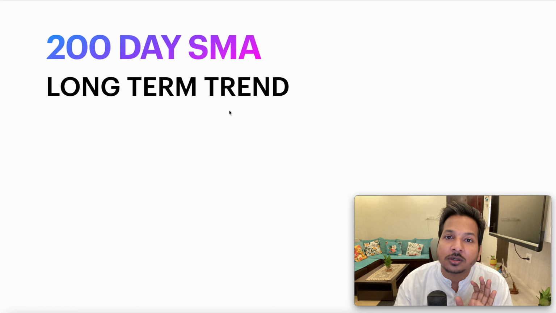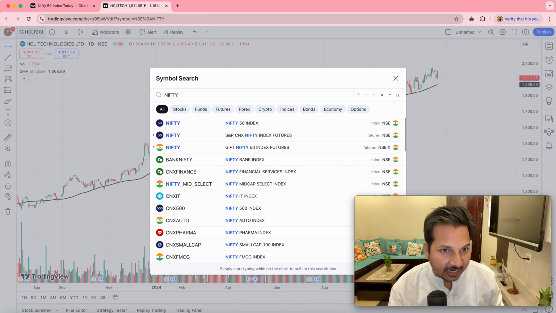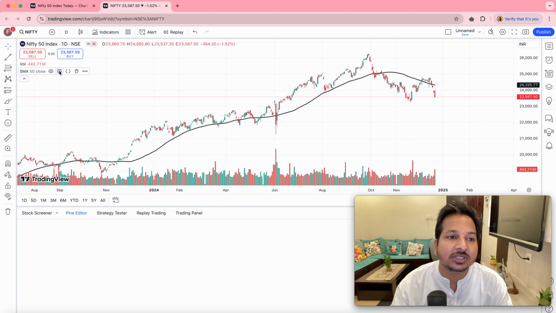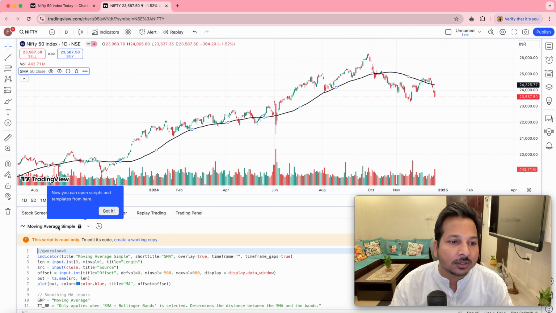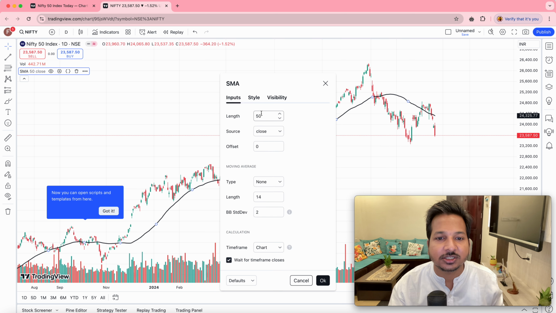For a long term trend, whether price is in uptrend or downtrend is decided with the 200-day moving average, and Nifty has crossed the 200-day moving average today only. So this is a very significant thing. So you have to change it to 200 in the settings.